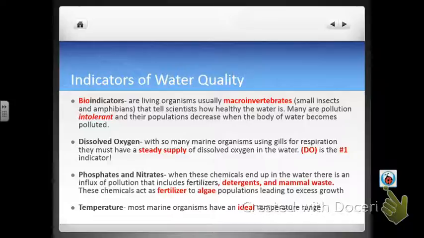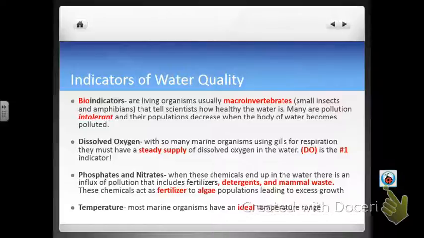And these chemicals act like a fertilizer to all the algae and plant populations, leading to excess growth. And we talked about eutrophication a few slides ago. And so it can lead to a dead zone in the body of water. If nothing more, if the concentration is too high, you'll have a fish kill. They're very common in the summer in polluted waters.